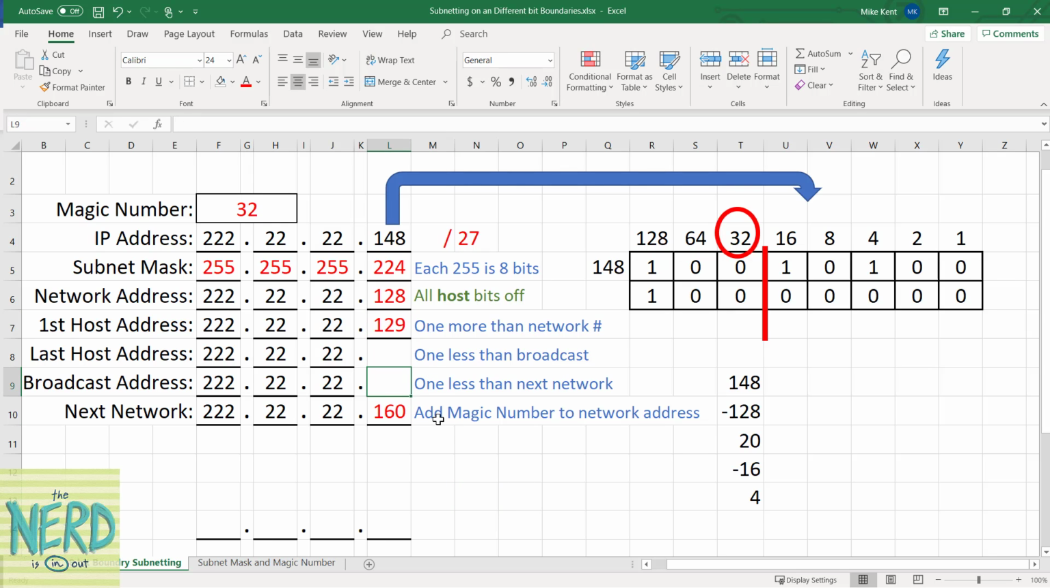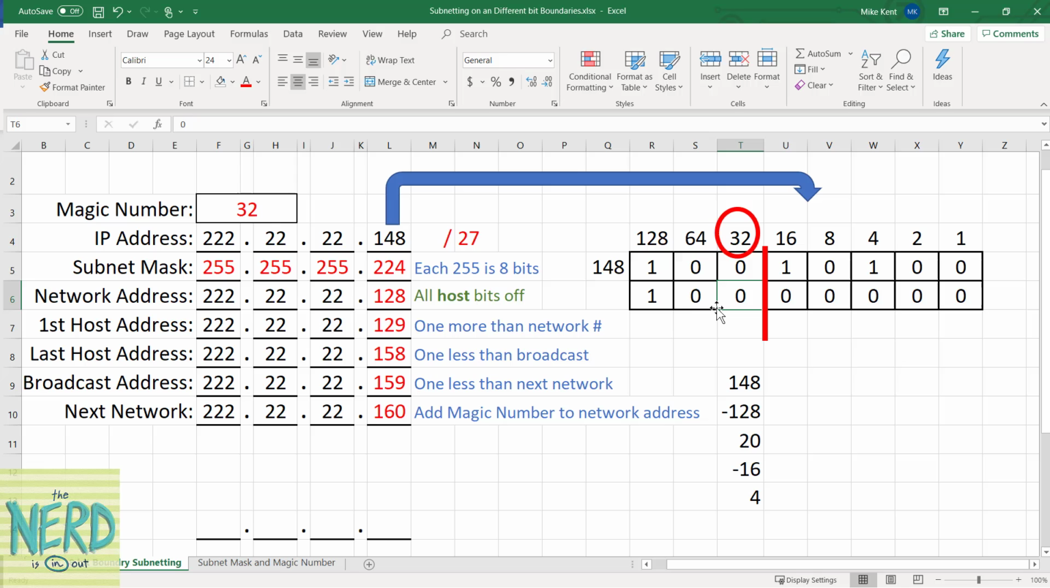The broadcast, all you do is you back up 1 from your next network, so the broadcast for network 128/27 is going to be 159, and then the last host on this network is going to be 158. So the network starts at 128, goes all the way to 159. The next network starts at 160, because 160 is going to have a different set of network bits.